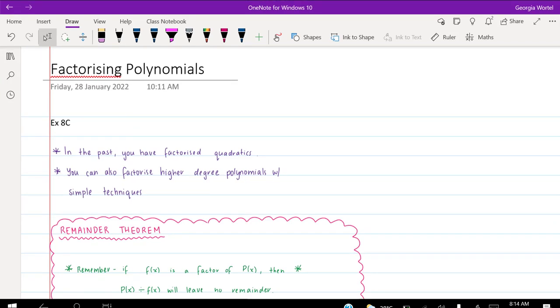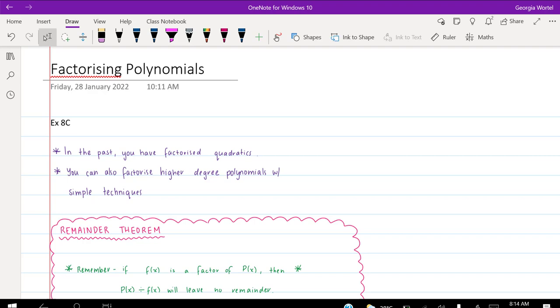Welcome to our lesson on factorising polynomials. So last lesson we looked at dividing polynomials. These two things do go hand in hand. Now in the past you've factorised quadratics and you probably have a few different techniques to do that. But we can also factorise higher degree polynomials with some pretty simple techniques. So cubics, for example, we can factorise.